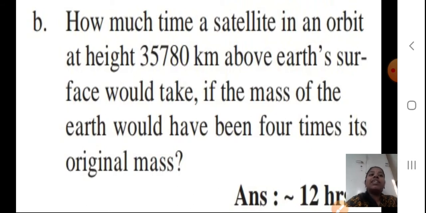How much time would a satellite in an orbit at a height of 35780 kilometers above Earth's surface take if the mass of the Earth were 4 times its original mass? So we have to calculate the time here. Okay students, the answer is already given as approximately 12 hours. We will solve and see.